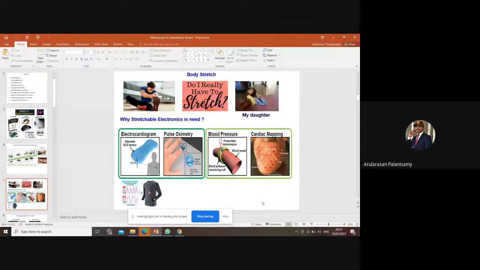So good evening, sir. Myself, Arul Arasan. I'm one of the staff. Okay, sir, I have a question. You said there are more than 50 nanosheet materials for stretchable electronics. Which is the most commonly used material for stretchable electronics, sir?